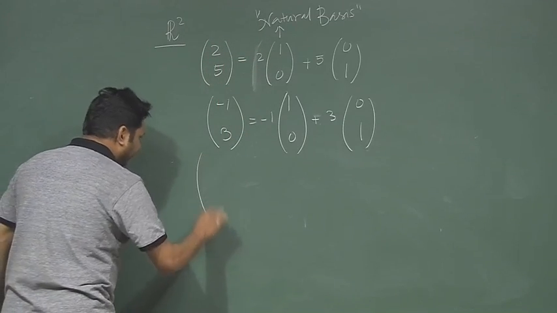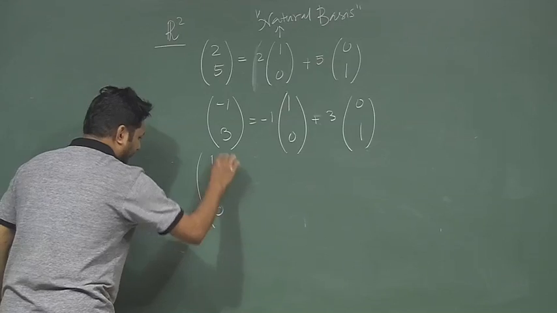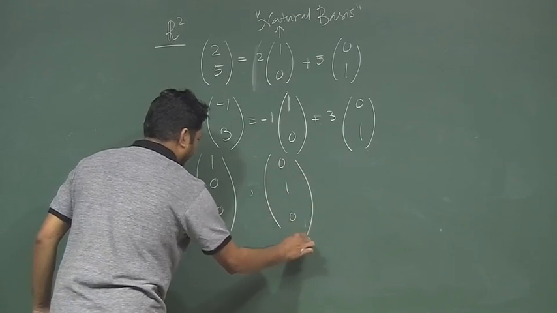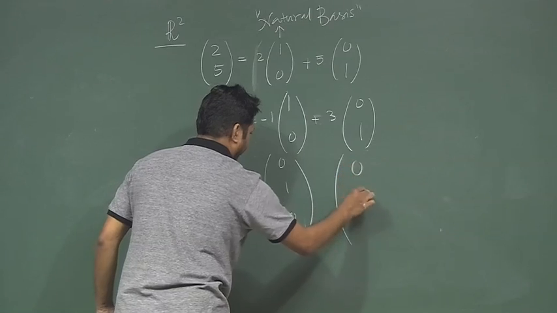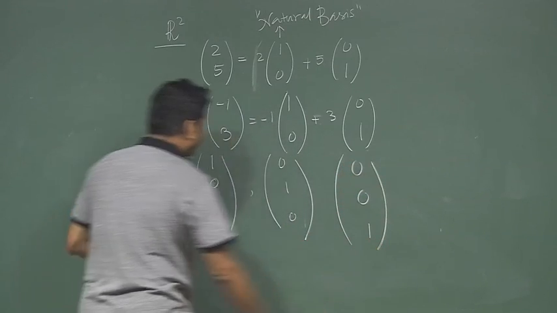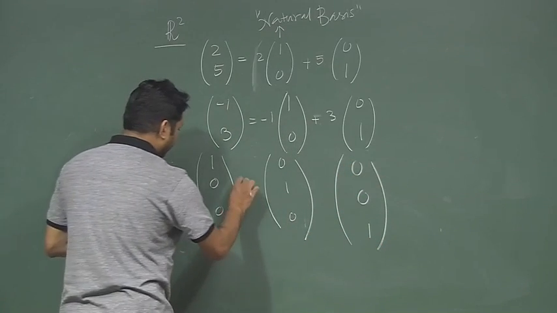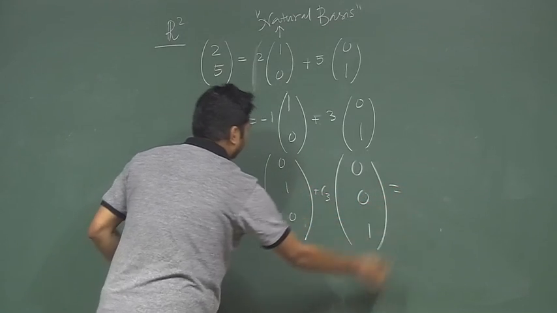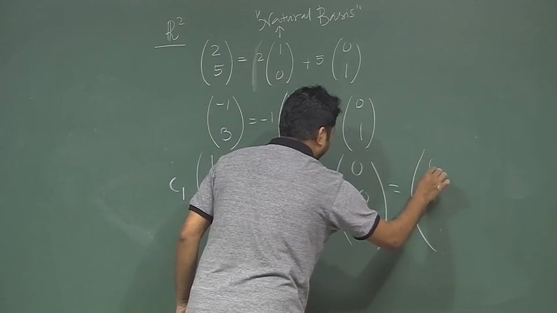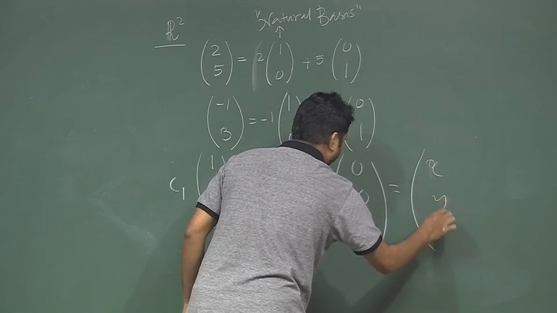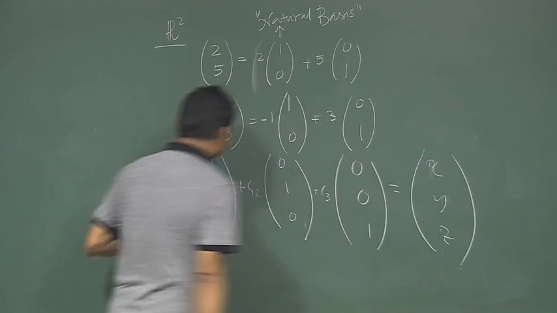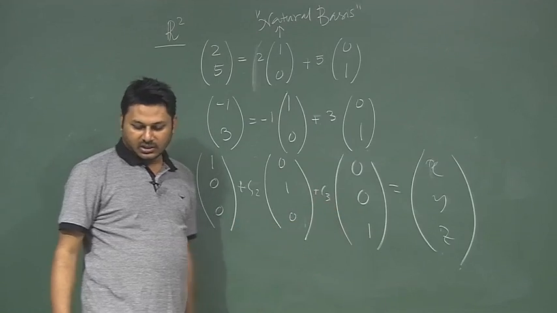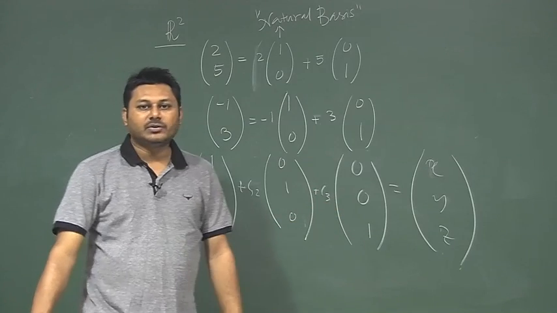You can have these things for 3D also, 3 dimensions. It will be something like this. If you make a linear combination C1 plus C2 plus C3, you will simply have a vector x, y, z. Whatever the x, y, z you have, the same value of C1, C2, C3 is there, as simple as that. So with this note, I would like to conclude here.